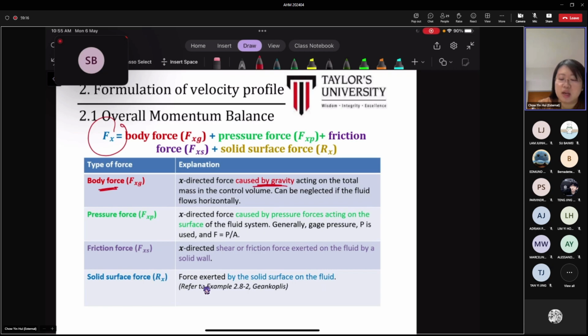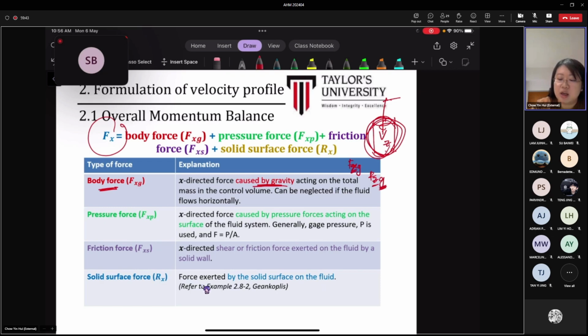So let's say you have a fluid flow that flows in the horizontal z direction. Let's say this is the z direction. Definitely gravity will act on this fluid flow in the z direction. So later when we analyze, we'll need to take that into consideration; this will be Fzg, because it's flow in the z direction and it's affected by the gravitational force.